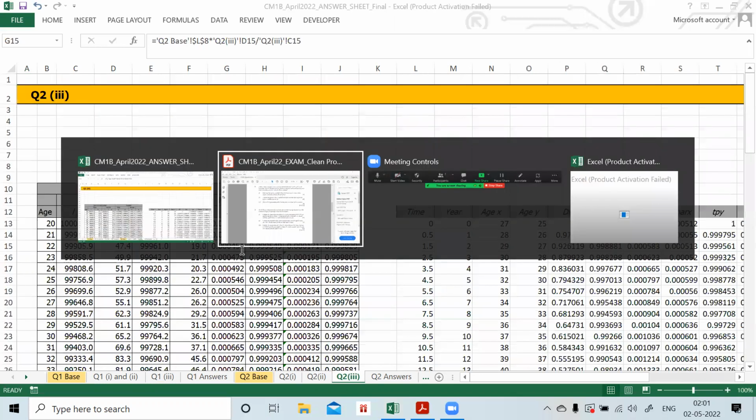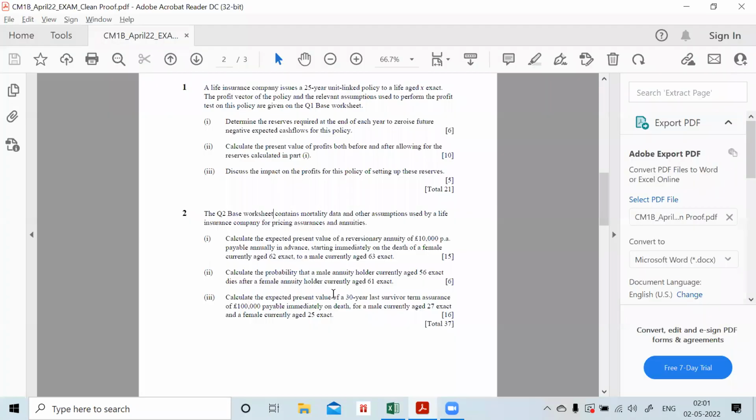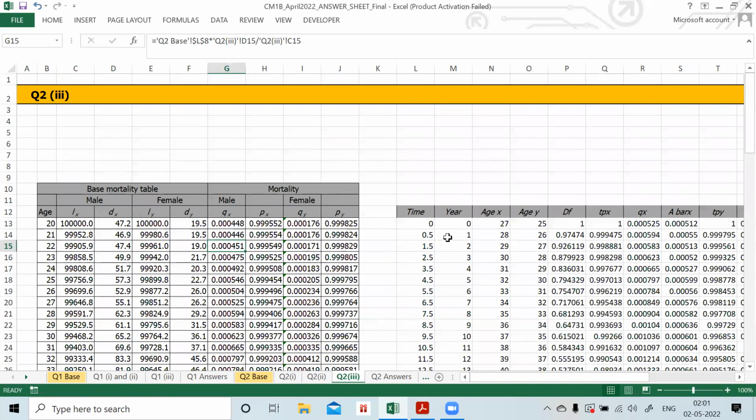Now question 2 part 3 is: calculate the expected present value of a 30-year last survivor term assurance of 100,000 payable immediately on death for a male currently aged 27 exact and a female currently aged 25 exact. So now we have an assurance value.